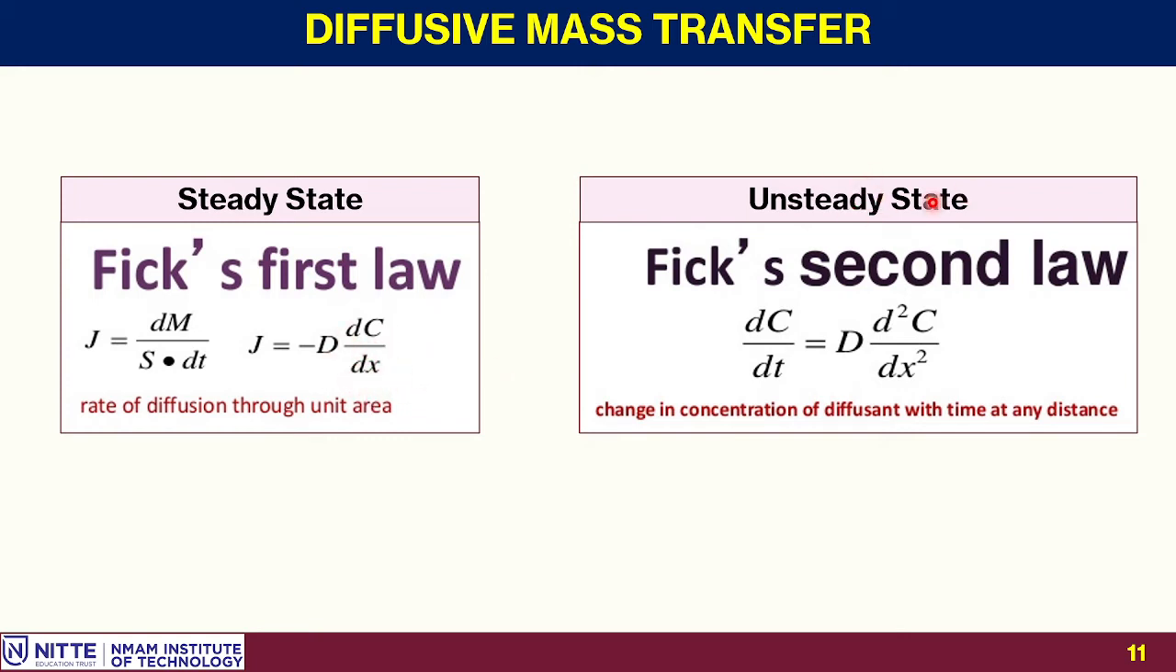Whereas for unsteady state condition, it is called Fick's second law. It discusses the relation with respect to time. In the steady state, concentration does not change with respect to time. In the case of unsteady state, concentration of molecule changes with respect to both time and space. So the equation is dC by dt equals the same diffusivity term times the second order derivative of C with respect to x. So this is Fick's second law. Let us not derive this, but it is better to understand that there are two laws, first law and second law, for steady and unsteady state.